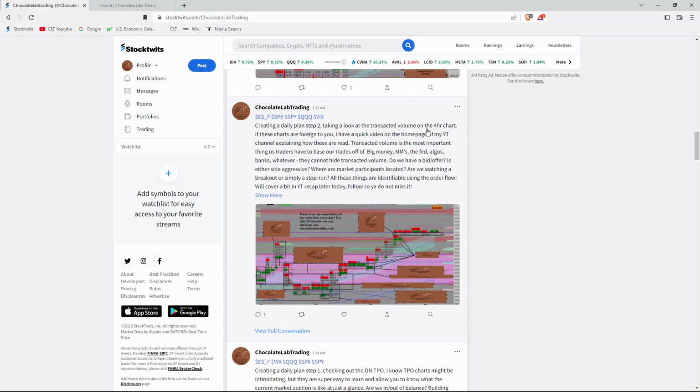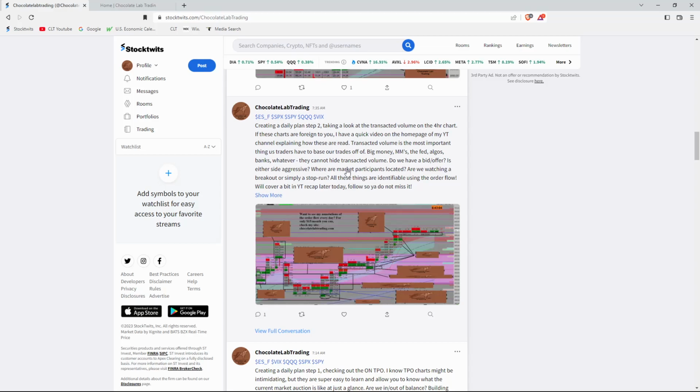Taking a look at the transacted volume on the 4-hour chart. If these charts are foreign for you, blah, blah, blah, I said that. Transacted volume is the most important thing us traders have to base our trades off of. Big money, market makers, Fed, algos, banks, whatever. Everyone likes to blame whatever for them losing a trade. Bottom line is they can't hide transacted volume.